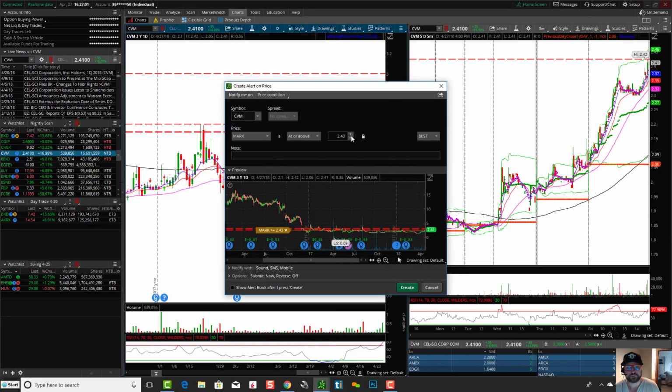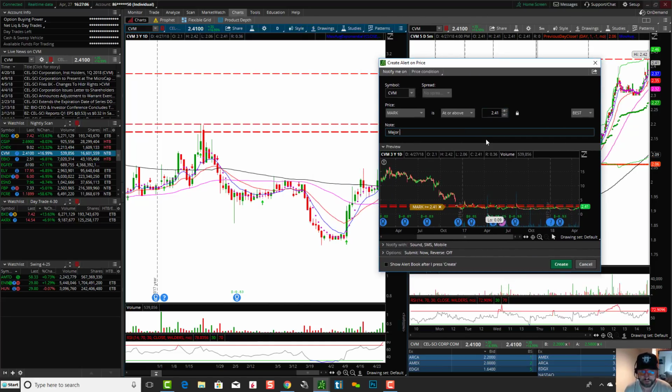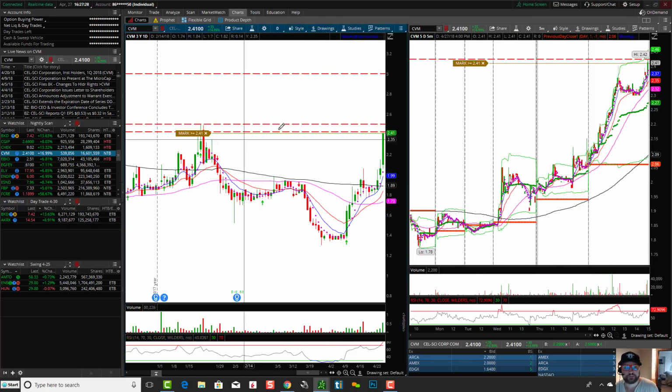So alert. Major inverse head and shoulders. Look for a potential breakout or break down right at 250. So this is either going to go up and reject hard at that 250 like it did before, or it might go and break above. It is overextended, so you got to watch and see. One to definitely watch, CVM.